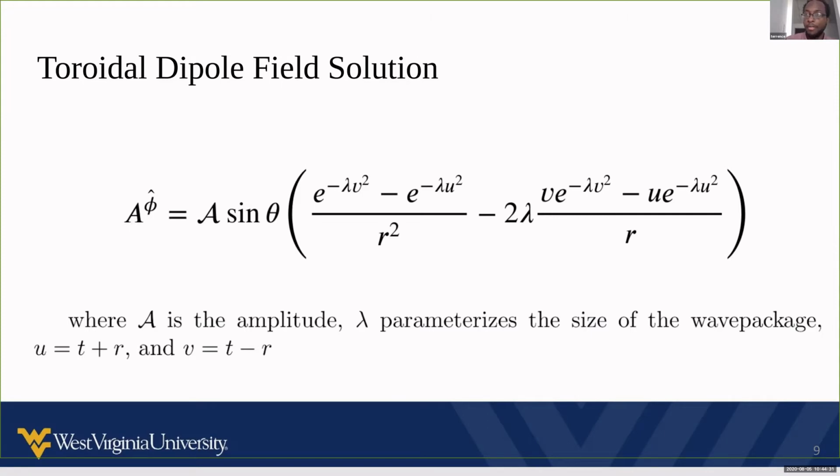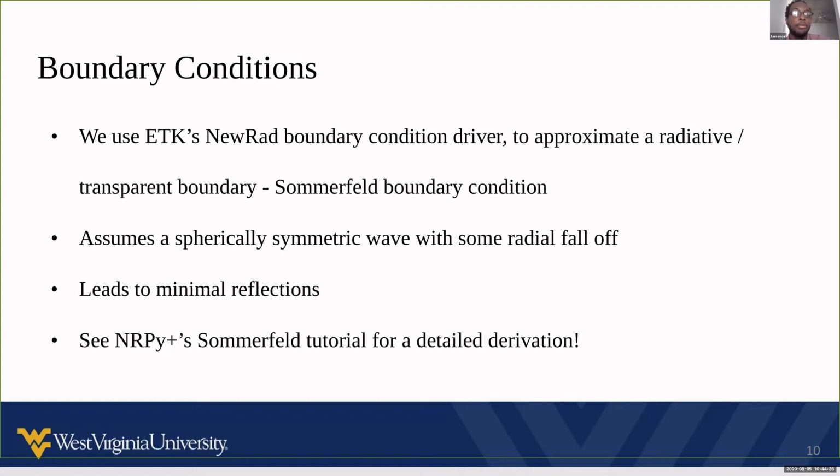So now that we have our evolution equations and our initial data, we need boundary conditions. So to really see whether or not these error modes propagate, we'll use a radiative boundary condition or the Sommerfeld boundary condition. And the basic idea is that it just assumes a spherically symmetric wave with some radial falloff. And again, we want to see those waves just propagate through that transparent boundary. And this leads to minimal reflections. And if you'd like a more detailed derivation, please see NRPy's Sommerfeld tutorial, which Zach and I wrote.